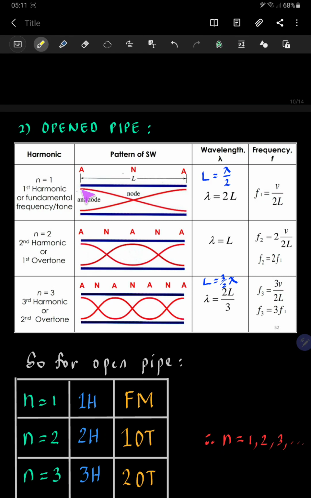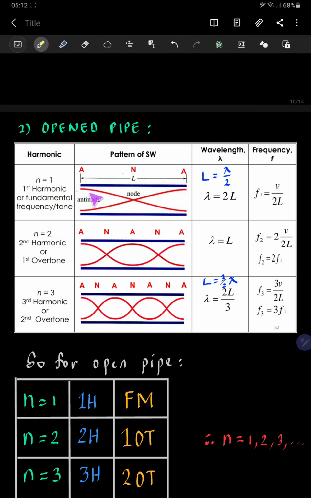How many lambda do we have? Half lambda, isn't it? So here this is half lambda. According to this case, L equals lambda over 2, so lambda equals 2L. From the equation f equals v over lambda, with lambda equals 2L, f equals v over 2L. So this is f1, our fundamental mode.